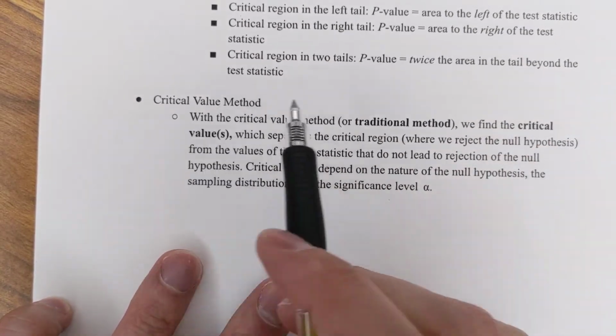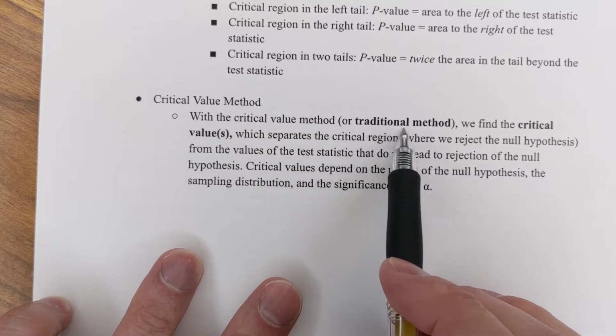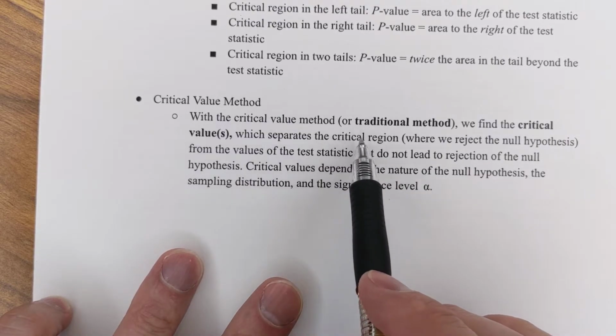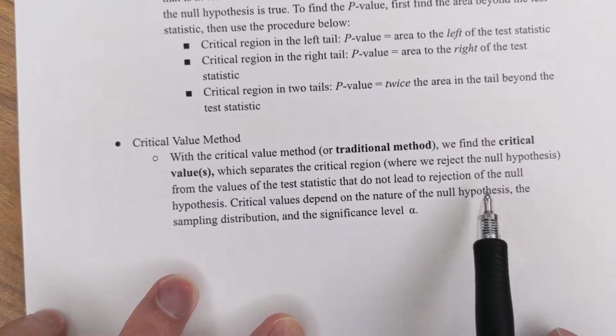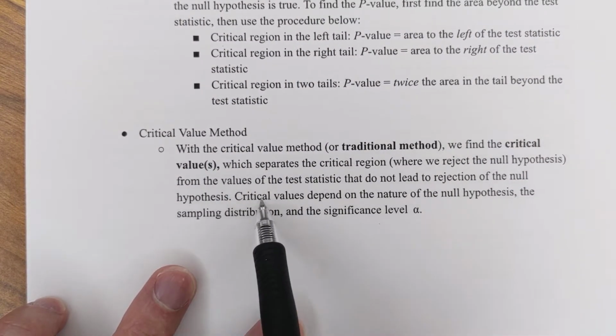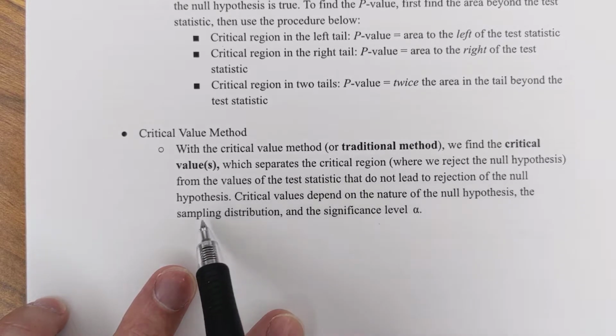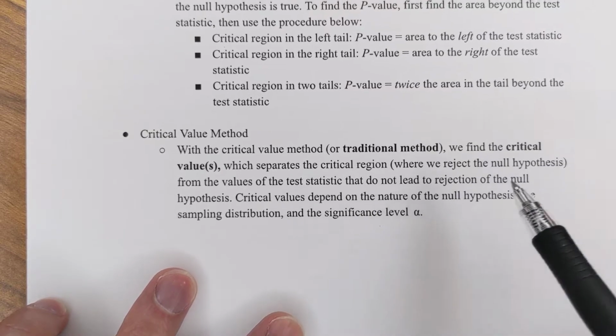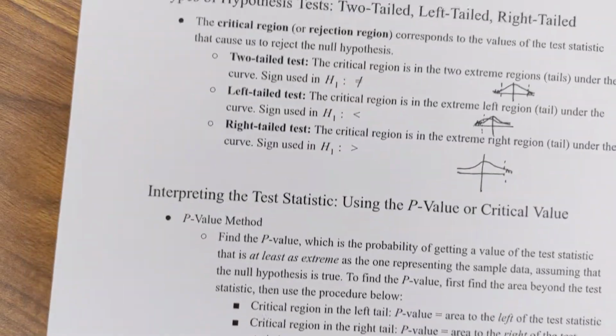Okay, so critical value method. In the critical value method, or traditional method, we find the critical values, which separate the critical region, so that's where my dashed lines are up here, from the values that do not lead to rejection. Critical values depend on the nature of the null hypothesis, the sampling distribution, and significance level alpha. So we're probably going to be using the critical value method here.